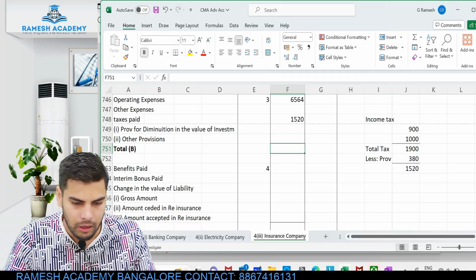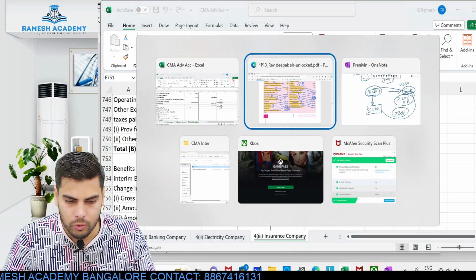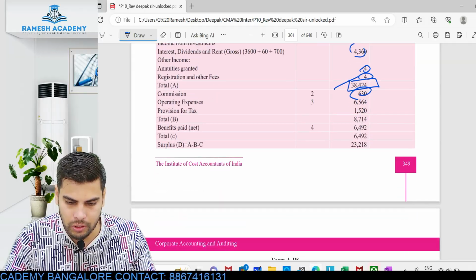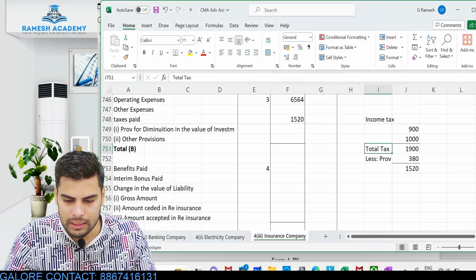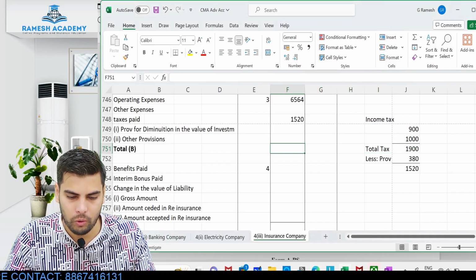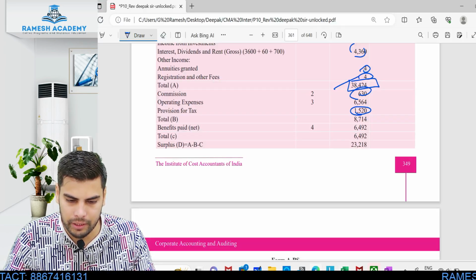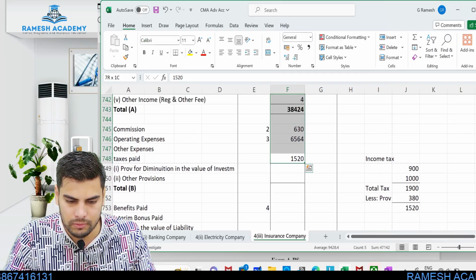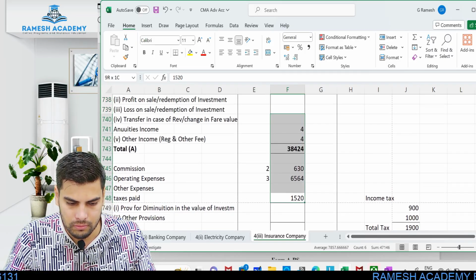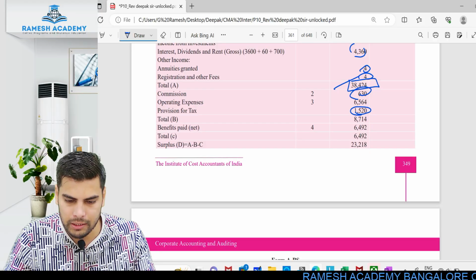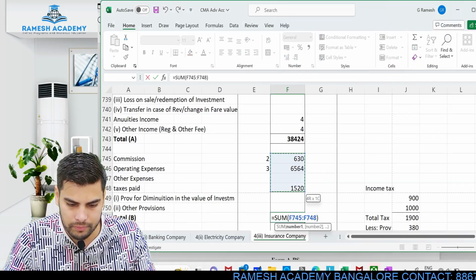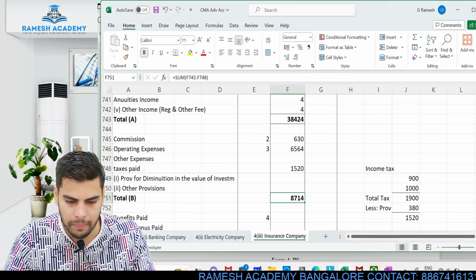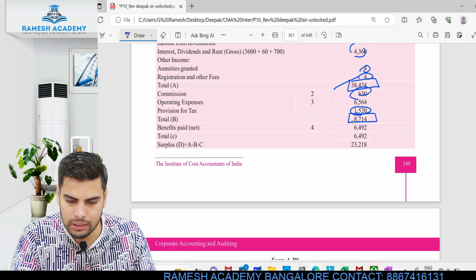Clear? Now look at this. If you go back and look into this particular solution, did you understand how we got this 1520? You can refer to this working note. Nowhere in the solution would they have given how exactly we arrived at this value. So what will be the total of this? The total of this would be 8714. The same thing is what they have written, 8714 over here.